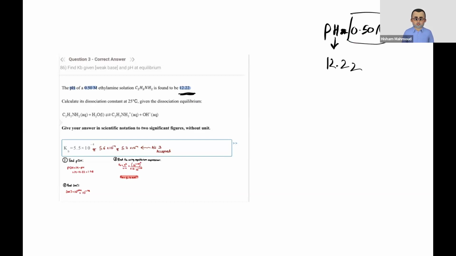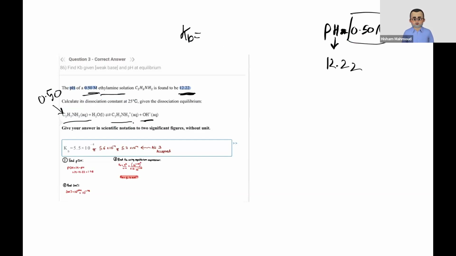Calculate its dissociation constant. In order to find the dissociation constant Kb, you need the products over reactants. So products, how much is this one? And how much is this one? And this one, the concentration. He has already given the initial concentration, 0.50. How did you know? He is given the ethylamine initial concentration. So you just need these two. Do you know any of these two?